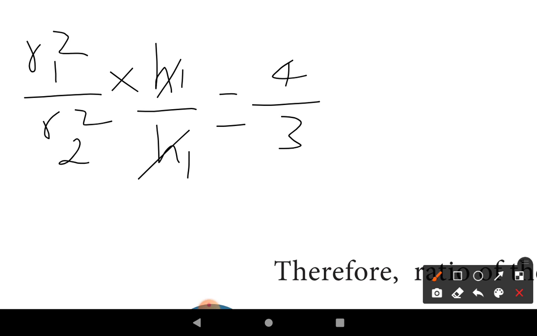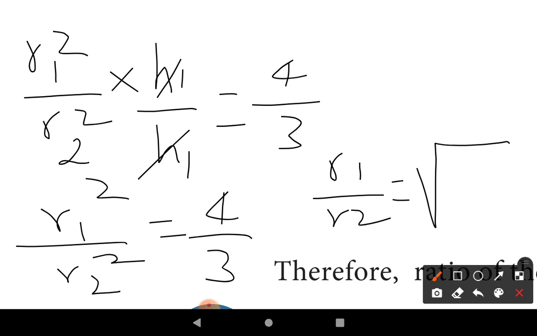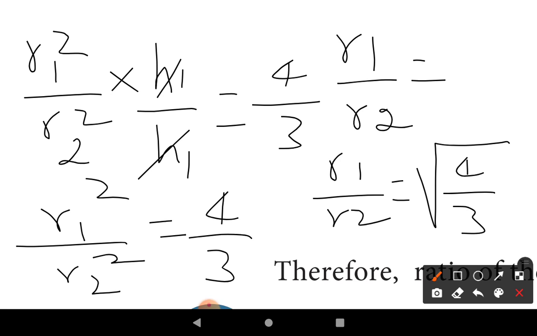Now this will go off because it has the same height, h1 and h1. So what is the remaining? We got r1 square divided by r2 square is equal to 4 by 3. Now since both are squares, we'll take the square root here. So r1 by r2 is equal to the square root of 4 by 3. The square root of 4 is 2, but we don't have a square root of 3, so we can write it as 2 by root 3. So r1 divided by r2 is equal to 2 by root 3.